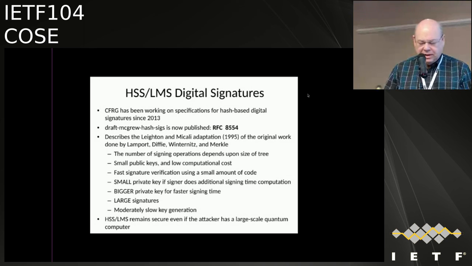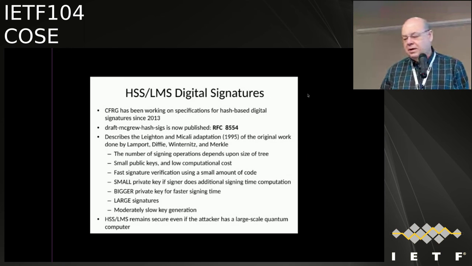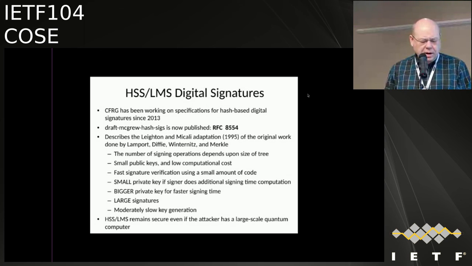So a lot of stuff going on there, but what this group probably cares about is, what are the characteristics of the algorithm? So you build a tree, it's a hash-based tree, Merkle trees, and the number of signatures that you can use depends on the number of leaf nodes in the tree. So it has a finite number of signatures. That's one of the biggest criticisms of this algorithm. But it has small public keys and a low computational cost. It's very fast to validate those signatures.